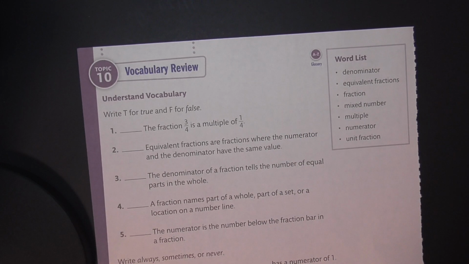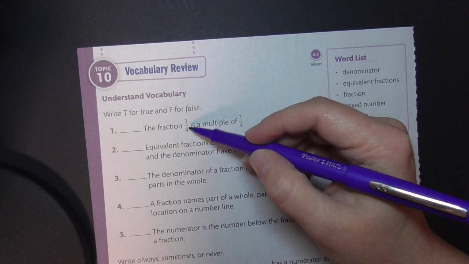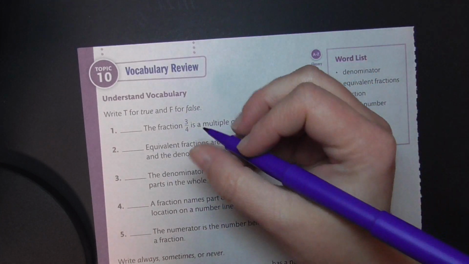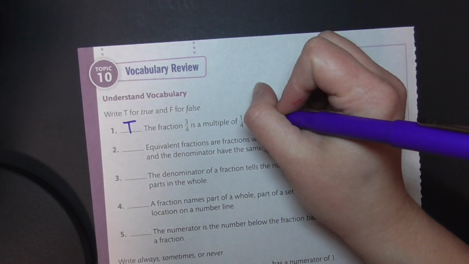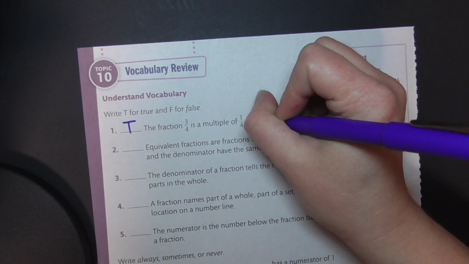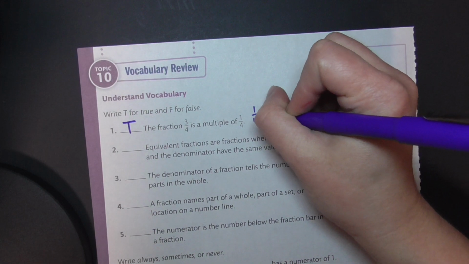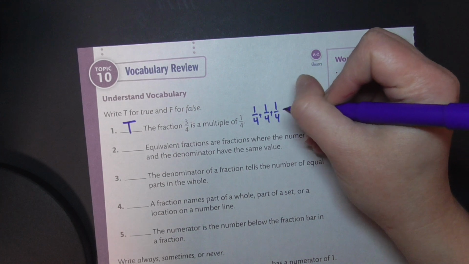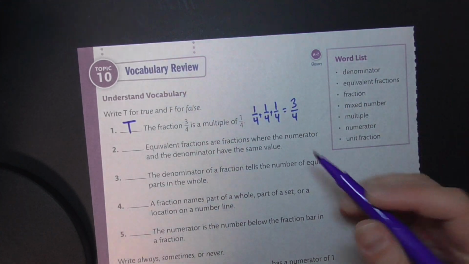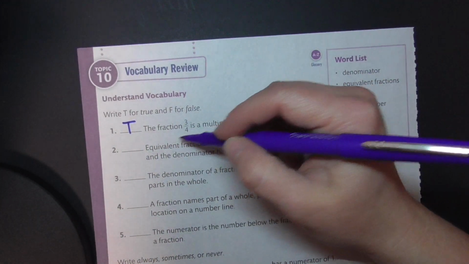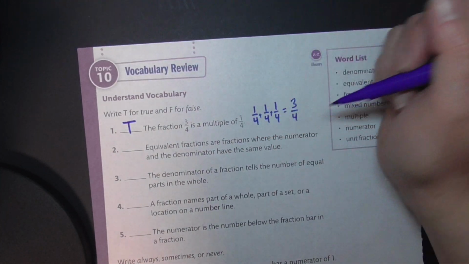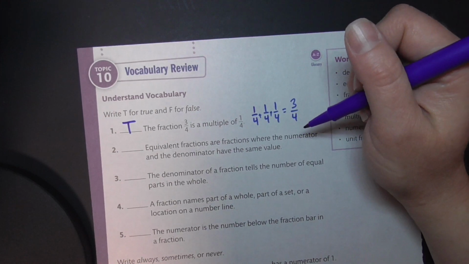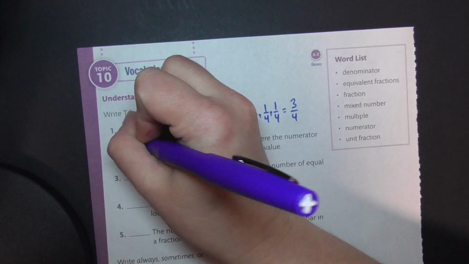So, the fraction 3/4 is a multiple of 1/4. That is true because we could take our unit fraction 1/4, 1/4, 1/4. We add these all together and we get 3/4. Number 2, equivalent fractions are fractions where the numerator and the denominator have the same value. That is false.